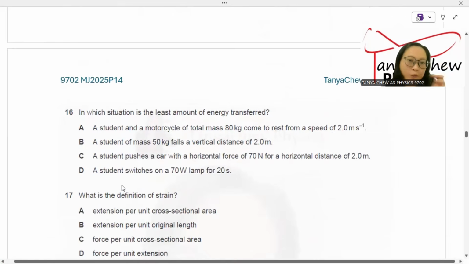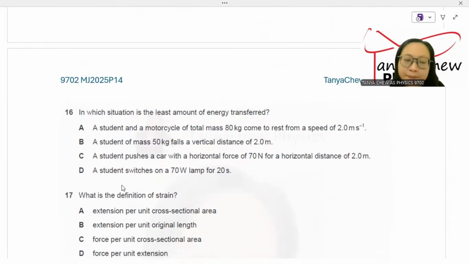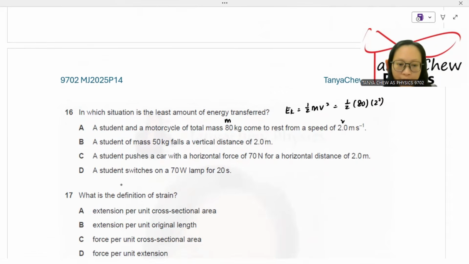Number 16, in which situation is the least amount of energy transferred? So you have to compare A, B, C, D. I'm going to do A first. A student and a motorcycle of total mass 80 kilograms come to rest from a speed of 2 meter per second. So I'm going to find the kinetic energy. The kinetic energy is equal to half mv square. Initial kinetic energy is 80 times 2 square, and I got 160 joules.